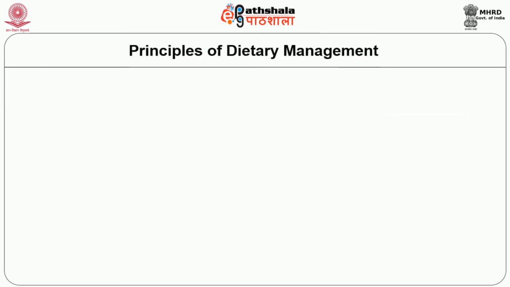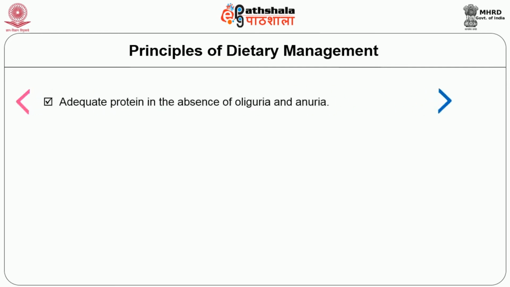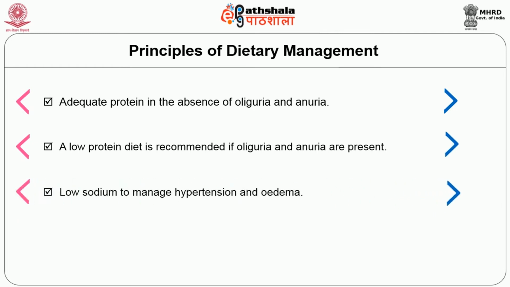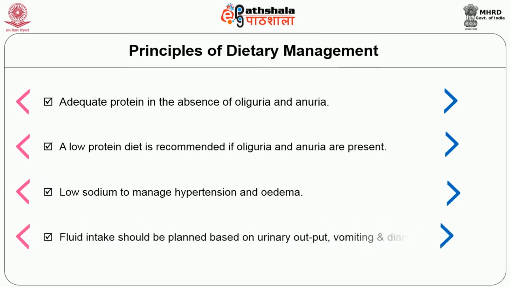You have to plan a diet with normal calories and adequate protein if oliguria and anuria are not there. A low protein diet is recommended if oliguria and anuria are present. A low sodium diet to manage hypertension and edema. Fluid intake should be planned based on urinary output, vomiting and diarrheal losses.